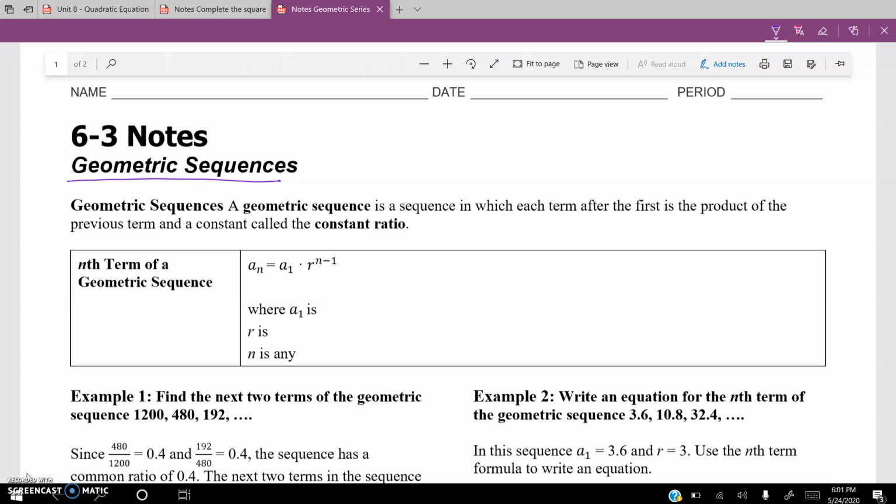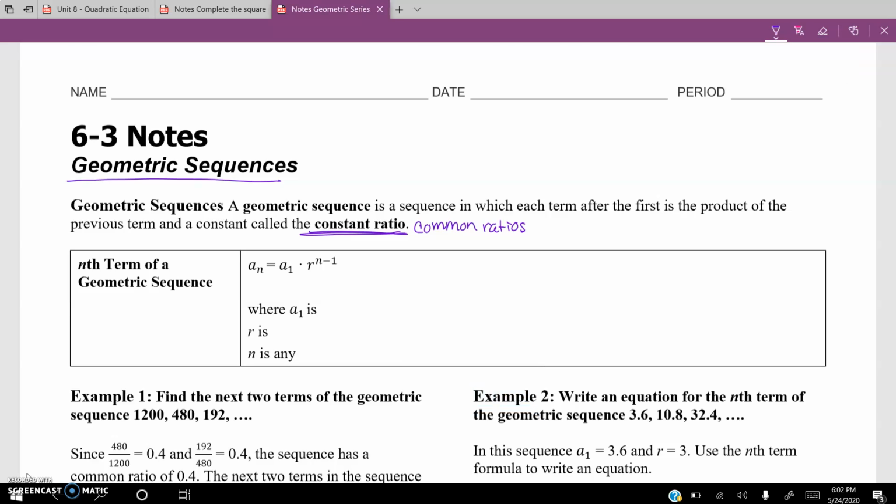Well, a geometric sequence is a sequence where each term is the product of the term before it and a constant ratio, or a common ratio. Lots of big words used there. What it really means is that you're taking a number and multiplying to get to the next number. And then you take that number and multiply to get to the next number.